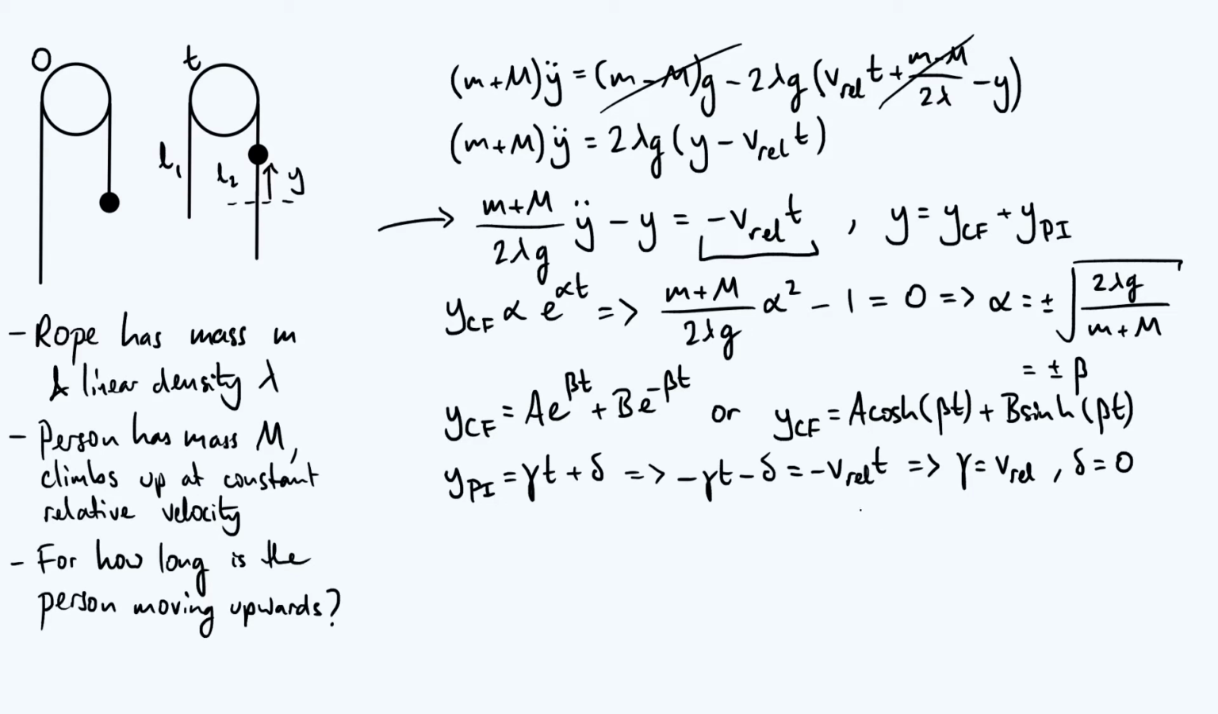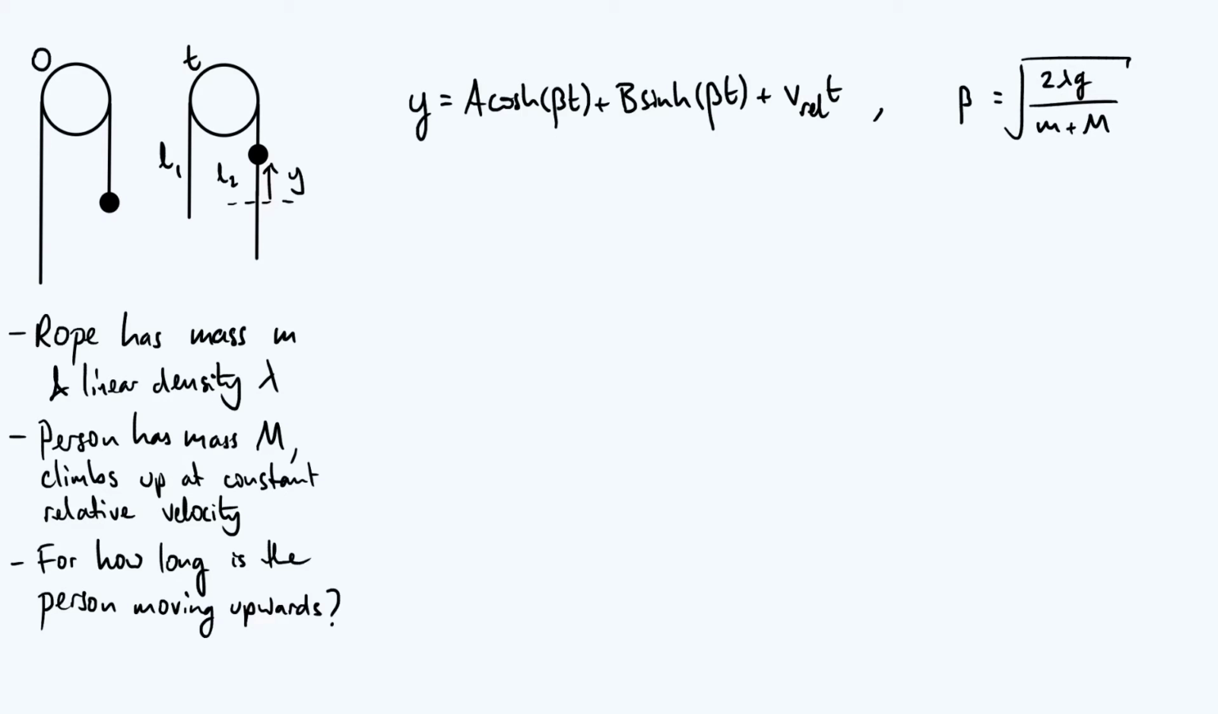So then we know our particular integral, we know the complementary function, we're now in a position to add them together and write down our general solution for y. It's going to be a hyperbolic cos of beta t plus b hyperbolic sine of beta t plus that particular integral, which is just vrel times t. So here's the general solution to that equation of motion for y that we had.